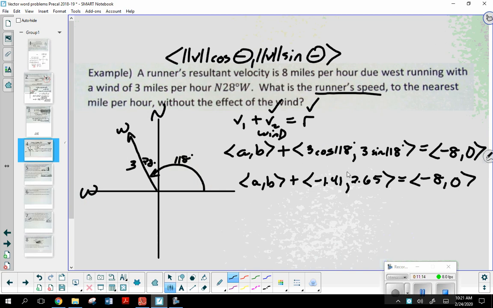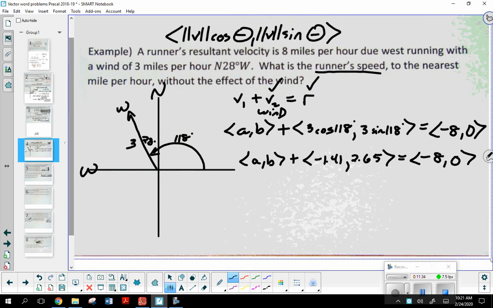Okay. And can everybody see how we've set up an equation where I can easily find the component form for the original runner? Now, this is something that I like to do when I add or subtract vectors. When you do it as well, you're going to add or subtract the x's, add or subtract the y's. So I would create an equation. I would say a minus 1.41 is equal to negative 8, and then solve for a that way.